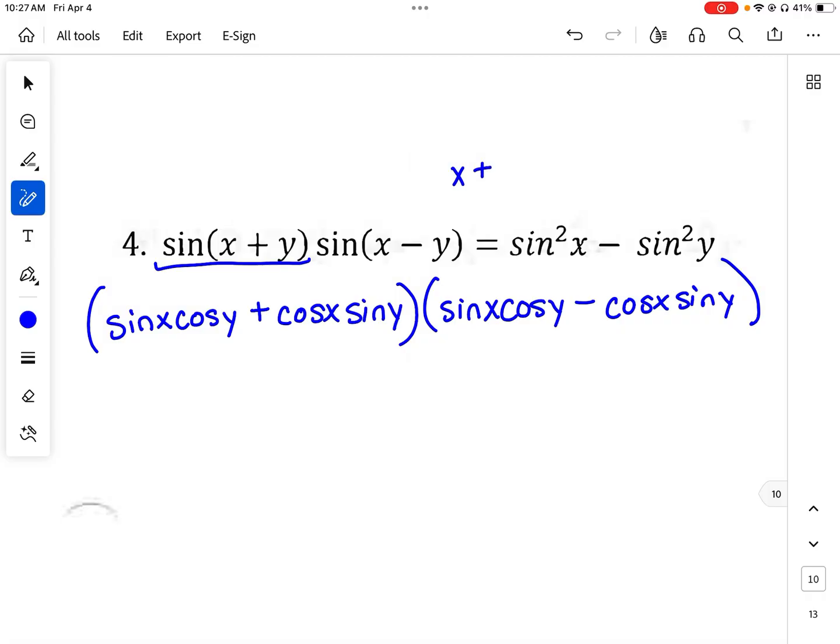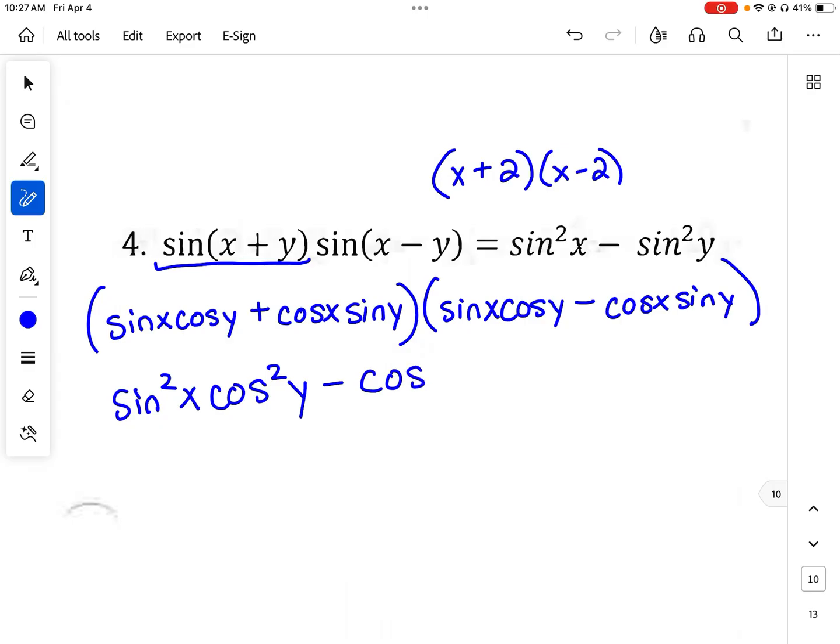All right, hopefully you recognize this as something like x plus 2 times x minus 2. It's a difference of squares. So this is going to end up being just our first and last term because the middle terms zero out. So it's sine squared x cosine squared y minus cosine squared x sine squared y.